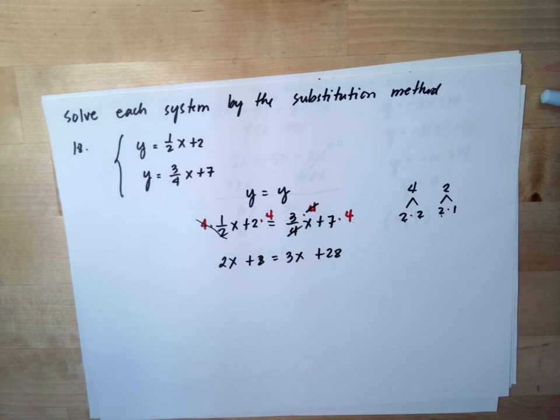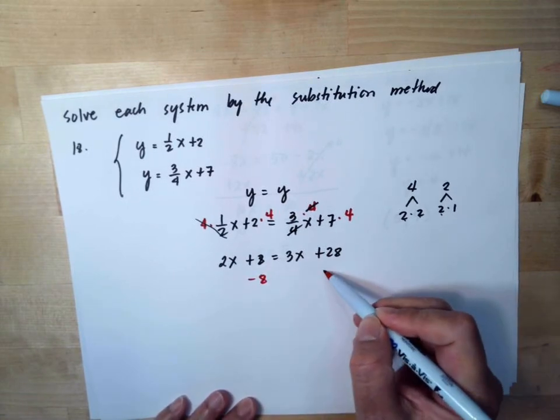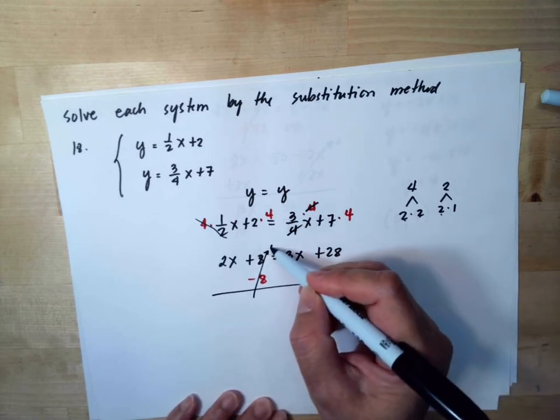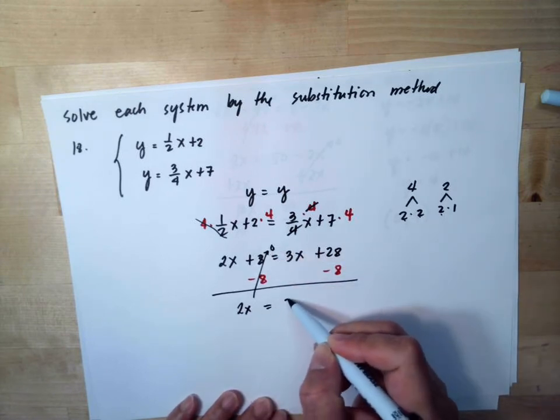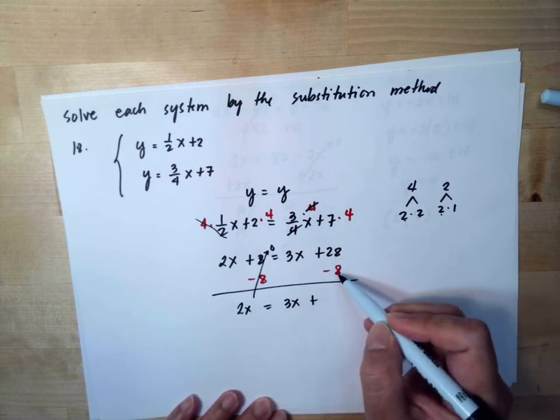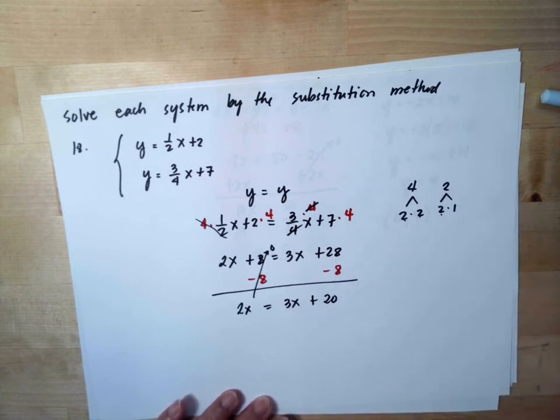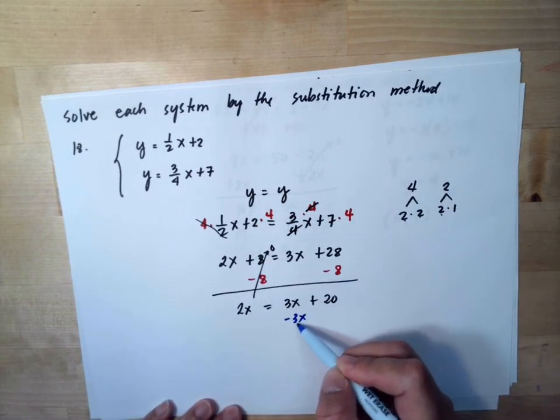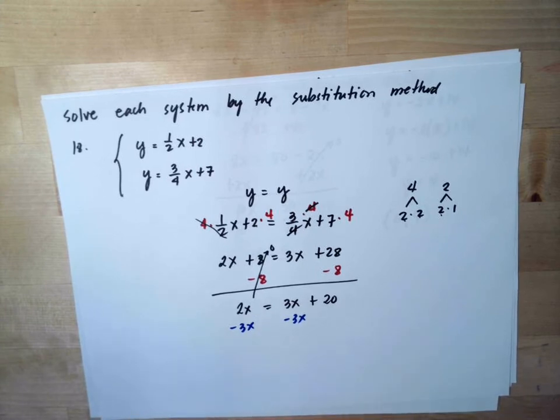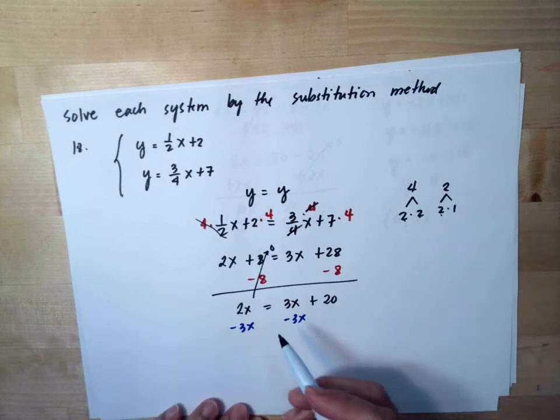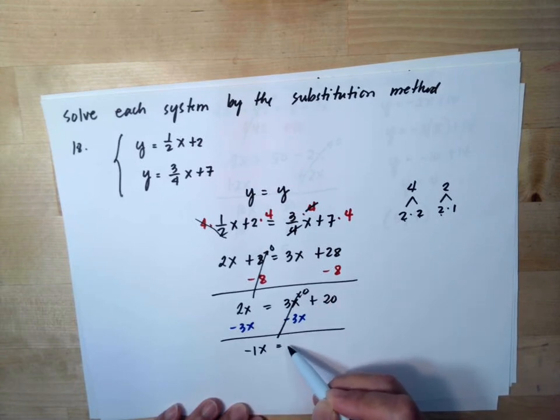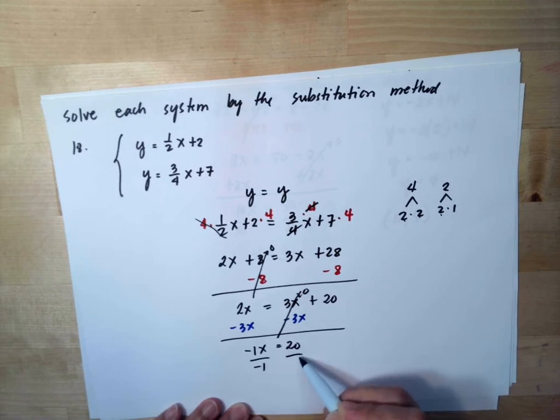Then we will collect like terms. So we will subtract 8 both sides to solve for x. So this will be 0. So we have 2x equal to 3x plus 28 minus 8 is 20. Then you need to subtract 3x on both sides. So this will be 0. So 2x minus 3x is negative 1x is equal to 20. Divide by negative 1 both sides, so we have x is equal to negative 20.